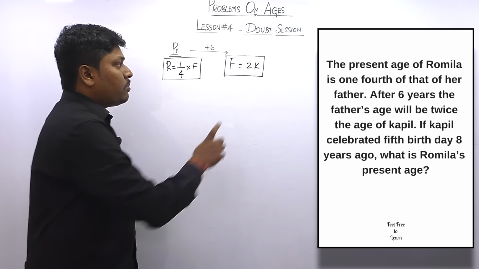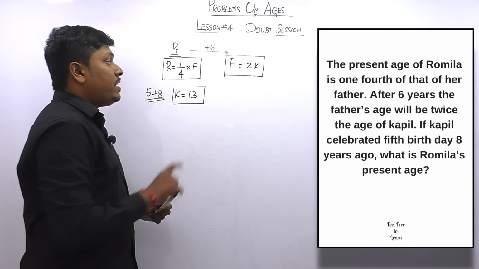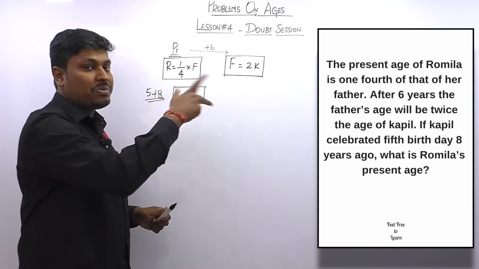So after 8 years definitely couple's age will be 13. So we can say that the present age of couple is 13, right? And we know that father is 2 times the age of couple, that is twice the age of couple only after 6 years. So at 6 years, now couple age is 19.